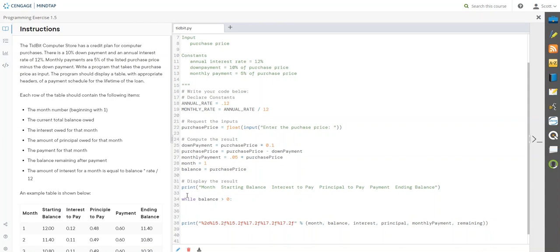And what do I want to do in the while loop? Well, I want to perform some calculations. I also want to print out the results of each of those calculations. So that's what we did here.